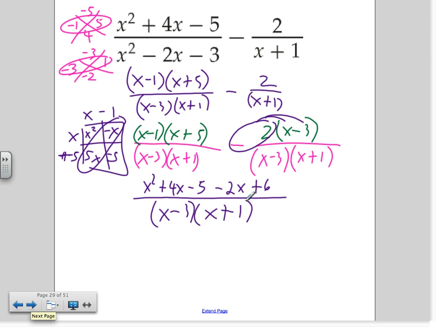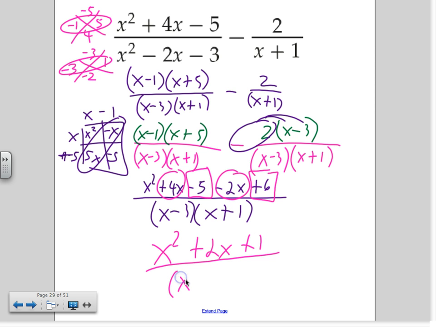Is that true? Let's clean up the top. Do you see anything in common? Negative 2x and what else? 4x. What else can I combine? 6 and negative 5. So let's put them all together. I have x squared plus 2x plus 1 on top, and I have x minus 3, x plus 1 on the bottom.